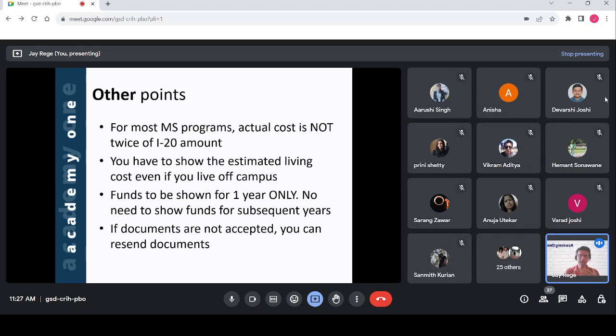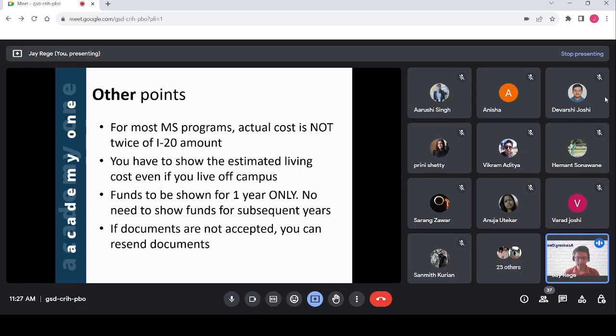Now, the most common confusion that students have when they see the I-20 is that they think that the total cost of your program is actually double that amount of the I-20. Now, in most cases, that may not be the case. So don't get confused when you see the I-20 and assume that because the I-20 amount is large, the total cost of my program is also very high.